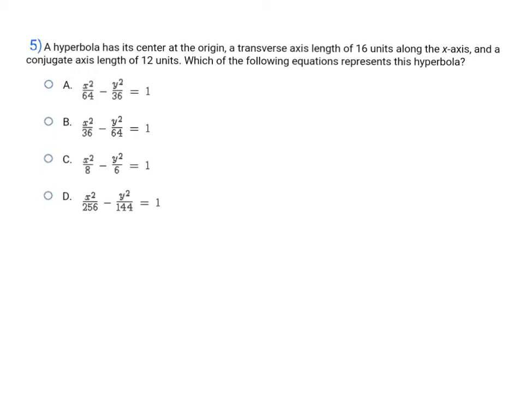So here it wants us to write the equation of a hyperbola that has a center at the origin, a transverse axis length of 16 units along the x-axis, and a conjugate axis length of 12 units. So the first thing I'm going to do is find my a and b number. And so remember, a is half of the length of the transverse axis. So half of 16 is 8. And my b is half of the length of the conjugate axis, which, half of 12, is 6.